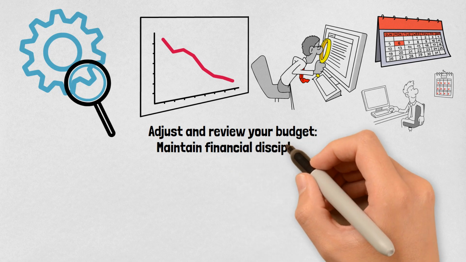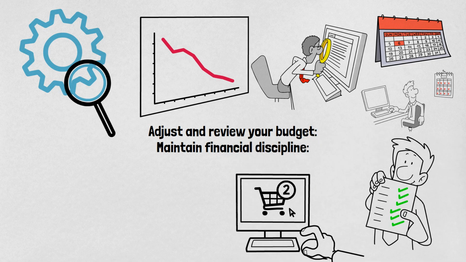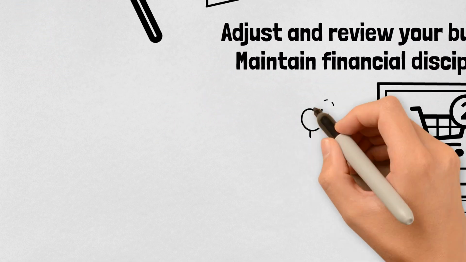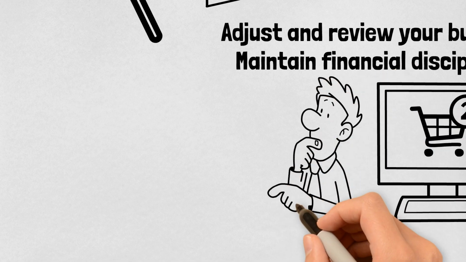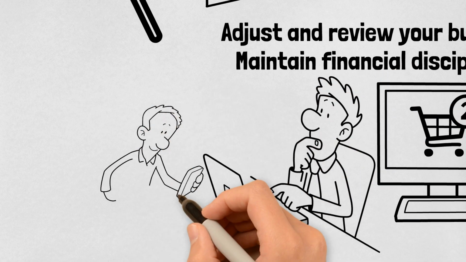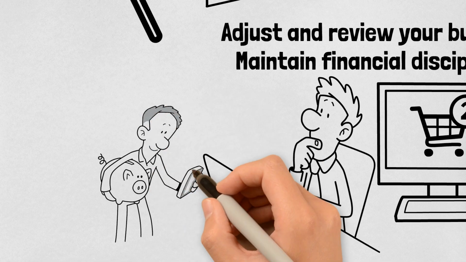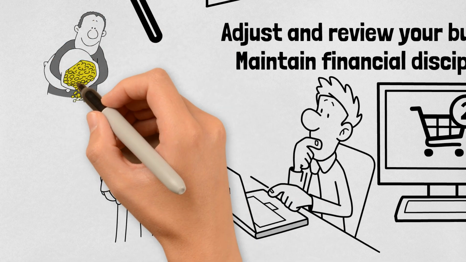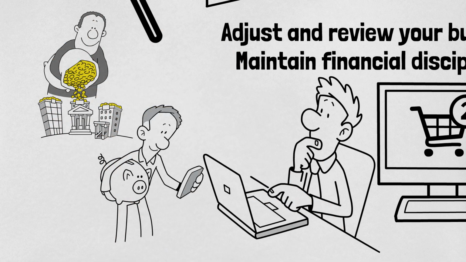Maintain financial discipline. Stick to your budget and avoid impulsive or unnecessary spending. Think before you make purchases and ask yourself if you really need the item or service. Automate your payments and savings by setting up automatic transfers for your bills and savings fund. This will help you keep constant control over your finances.